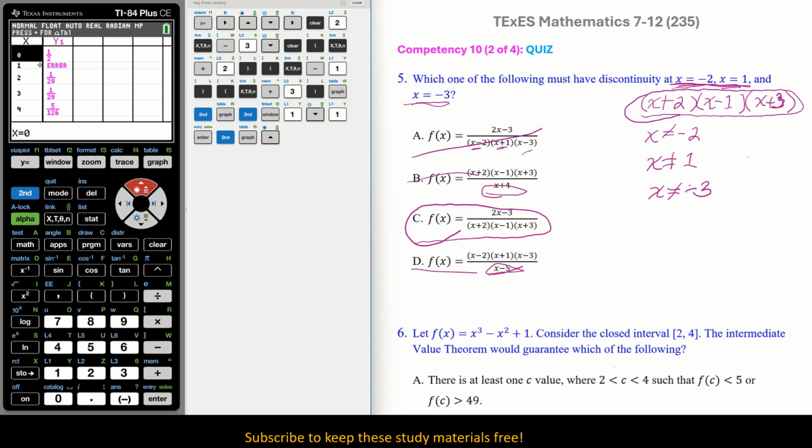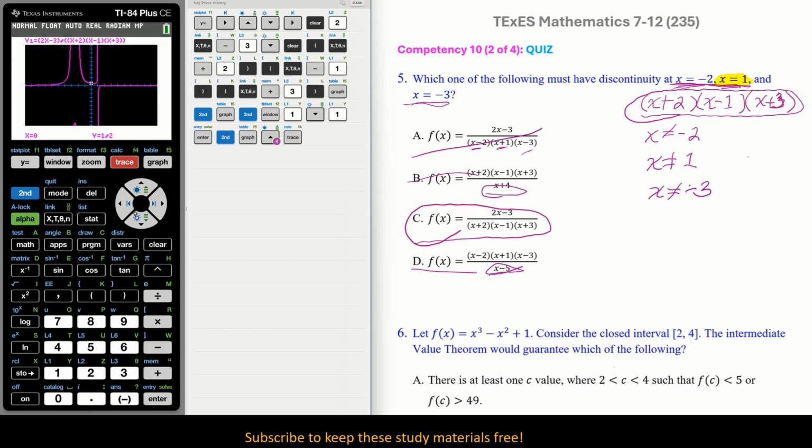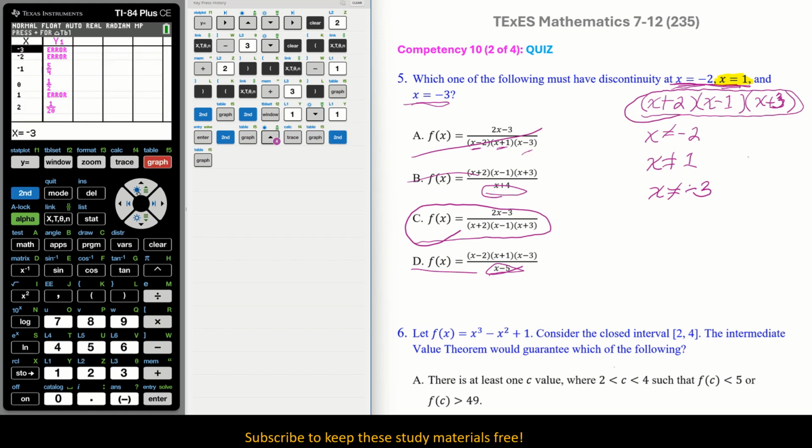We can see we have an error or a gap at 1, which is right here. So that checks out. So we need to check -2 and -3. Oops, I accidentally pushed the graph. Okay, there we are. We're back. So -2 and -3 also check out. Okay, so we are correct. That is the correct option.